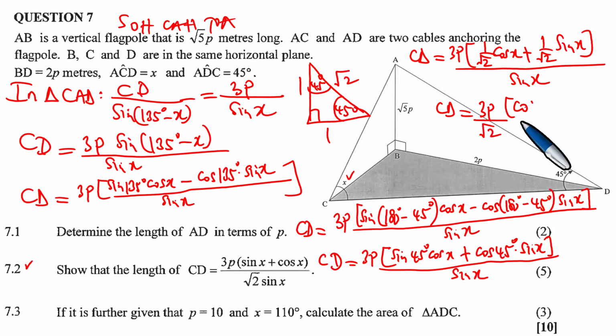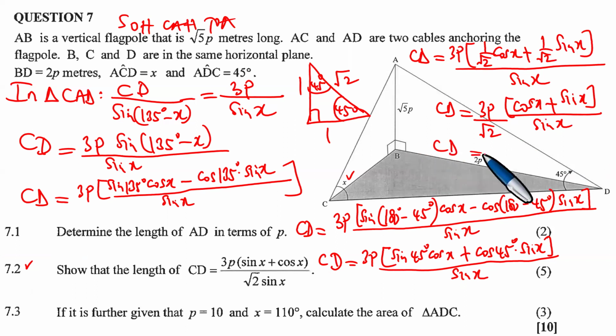That's fine. You can write like that. So you have cosine x plus the sine of x, all over sine x. Meaning at this point, what we're able to see is, therefore, that the CD can be written as 3P sine x cosine x divided by the square root of 2 sine x, which is exactly this here.